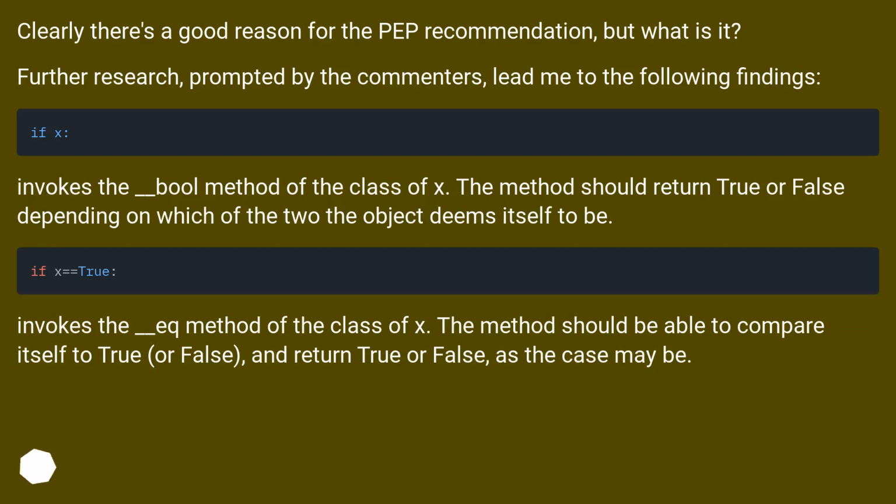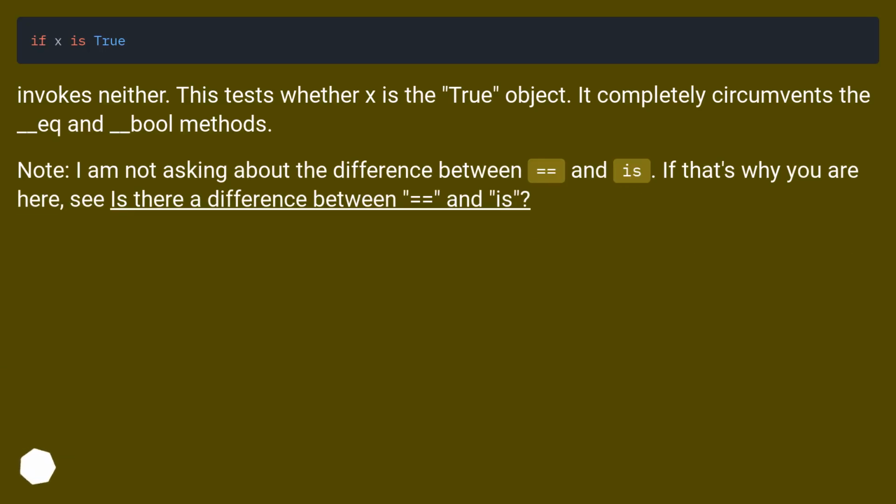Further research, prompted by the commenters, led me to the following findings. This invokes the __bool__ method of the class of x. The method should return True or False depending on which of the two the object deems itself to be. This invokes the __eq__ method of the class of x. The method should be able to compare itself to True or False, and return True or False, as the case may be. This invokes neither. It tests whether x is the True object. It completely circumvents the __eq__ and __bool__ methods.